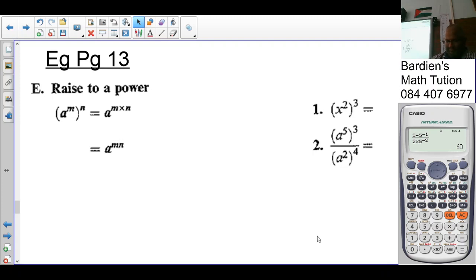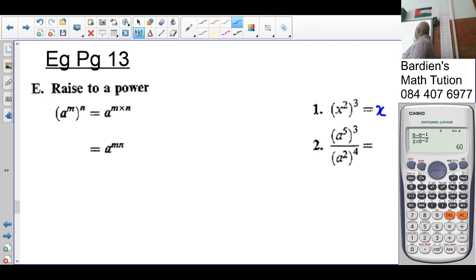Okay, so what would the first answer be? X to the power of 6. Okay, you guys know the clever. The next one? A to the power exponent 15 over 8. Who doesn't know what to do here? Who doesn't understand what to do here? Everybody understands, no? So that would simply be a to the exponent 7.